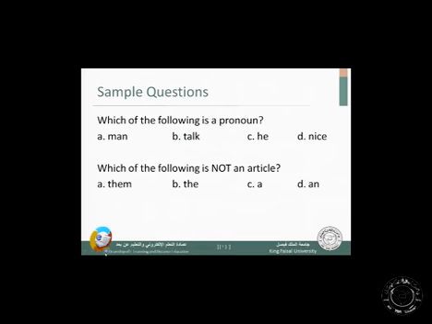Which of the following is not an article? We talked about articles, and I gave you the 3 articles in English. So based on your study and understanding of articles, which of these words is not an article? So is them an article? Is the an article? Is a an article? Is an an article? Of course, this is a simple question. So of course, you know, articles are the, a, and an. So them is not an article.